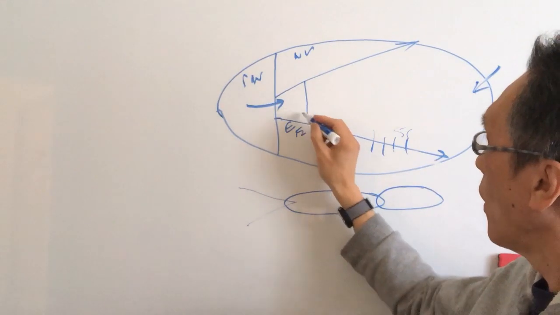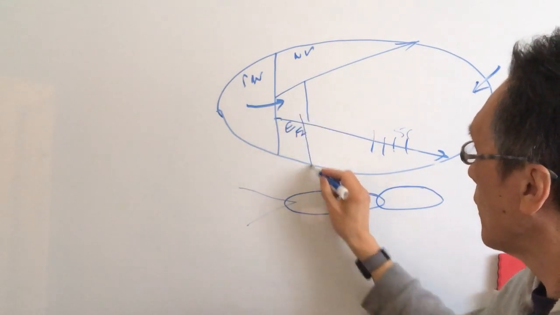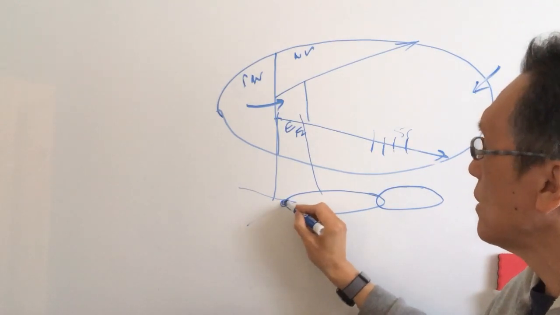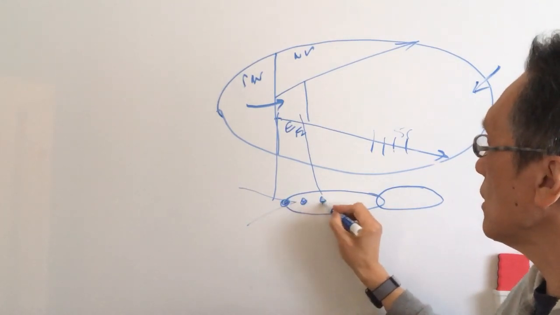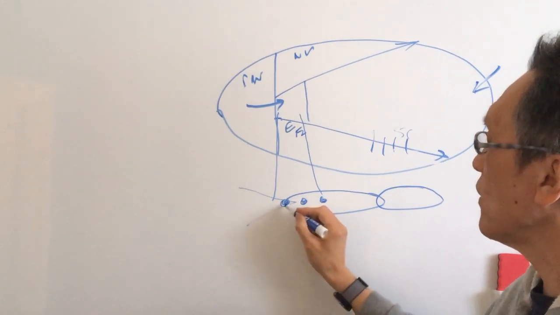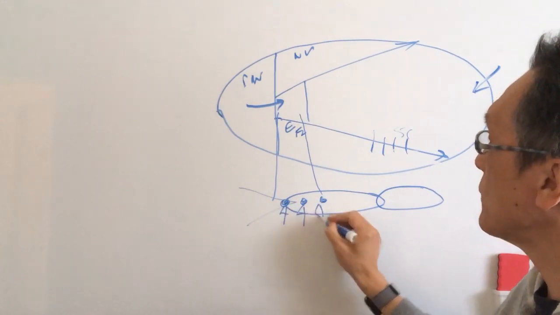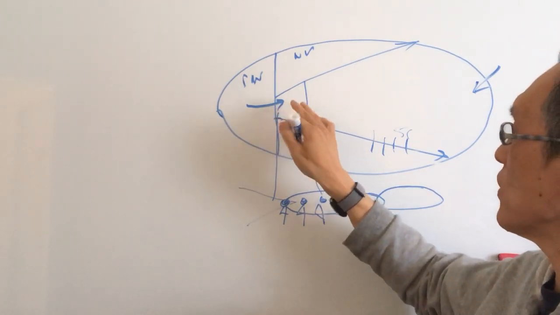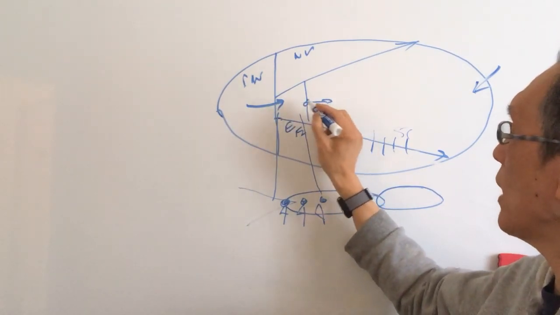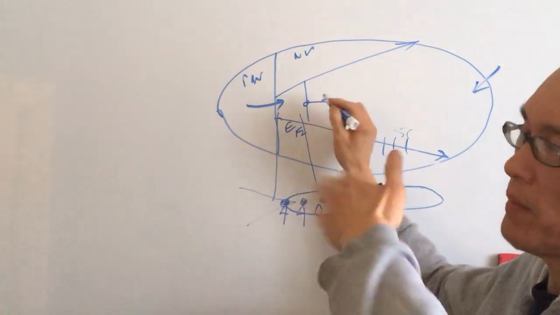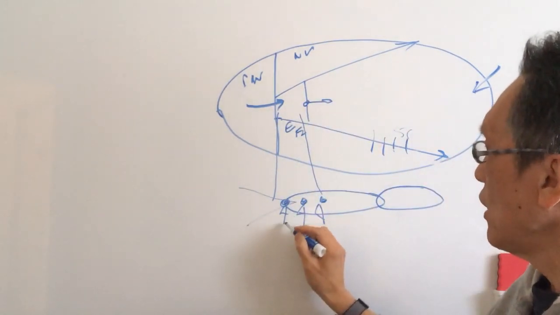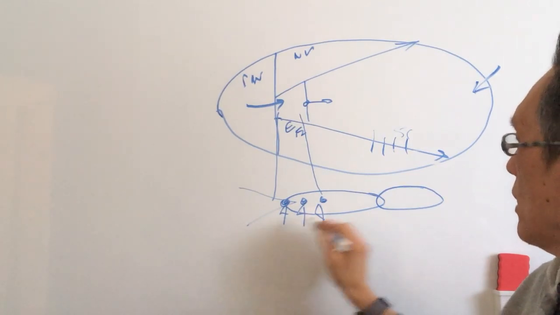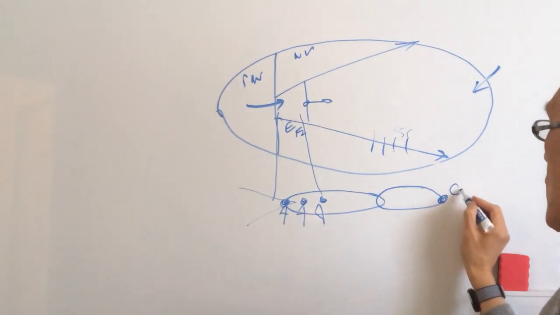So over here, we are still within the lower three chakras, the rest state and so forth. Because here we start to enter into the samadhi and so forth. So this is the lowest chakra. So this is the crown chakra.